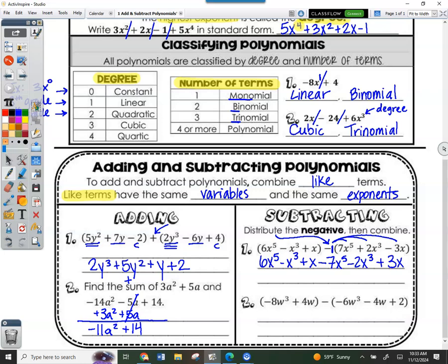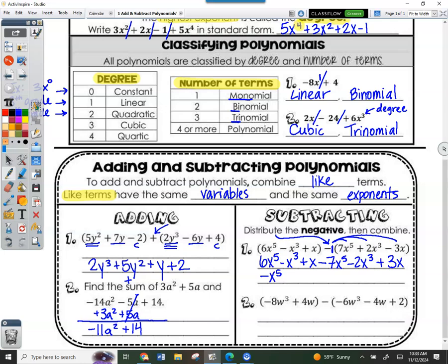All right, so 6x to the 5th minus 7x to the 5th leaves me with -1, negative 1x to the 5th. Don't write the 1, y'all. Don't write it. If I wrote it, Delta Math will mark it wrong.